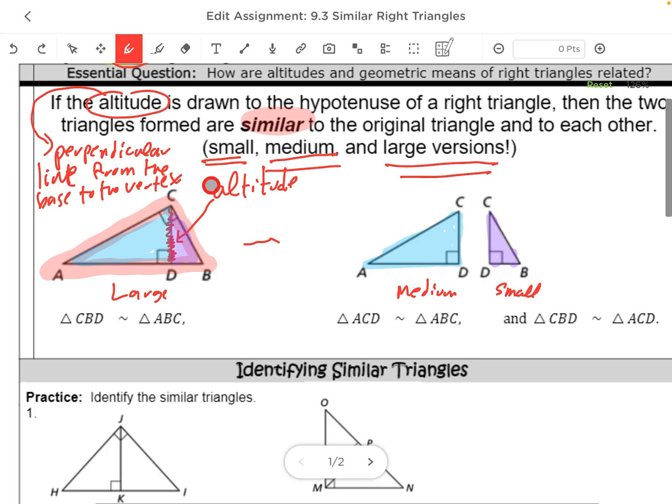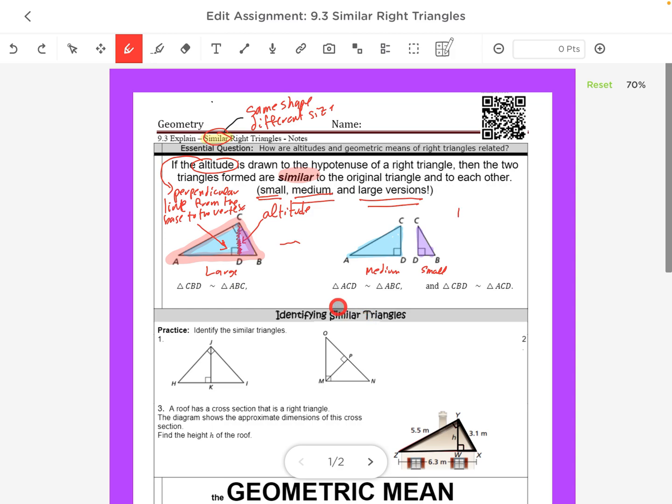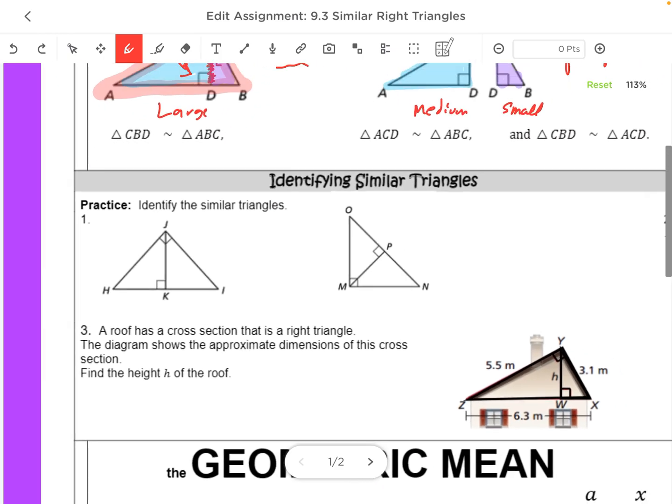Whenever I made that cut, I know it's a right triangle because I went perpendicular. Perpendicular means that it makes a right angle. It's going to make a small, medium, and large. By doing that, we can use proportions to find those ratios.